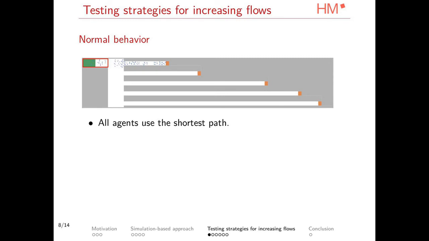So let's see how the different strategies perform. Before that, we look at the normal behavior for comparison. Under normal conditions, we assume that all pedestrians take the shortest route, that is corridor 1. We observe that pedestrians move from the source to the target on the right. The agents are colored red because they have not received any route recommendation.